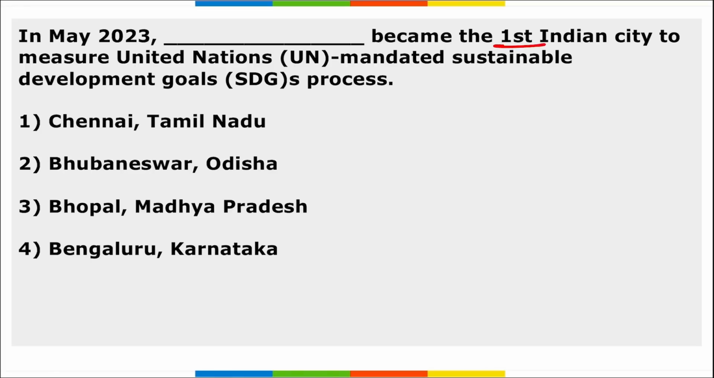Which city became the first Indian city to measure the United Nations mandated Sustainable Development Goals process? It is your Bhopal, Madhya Pradesh. Correct? It became the first Indian city to measure the United Nations mandated Sustainable Development Goals process.